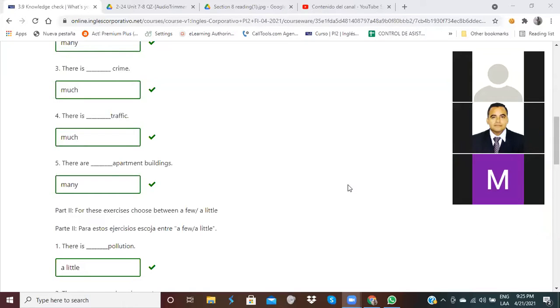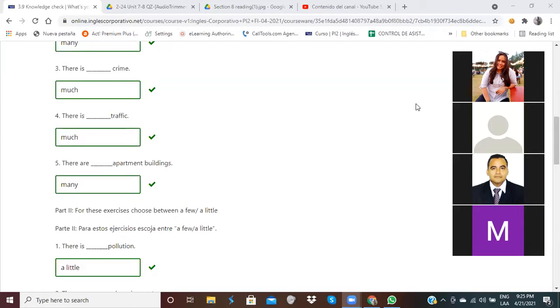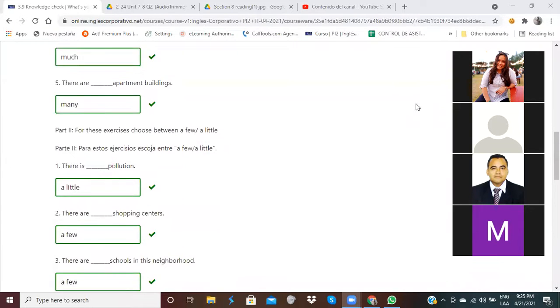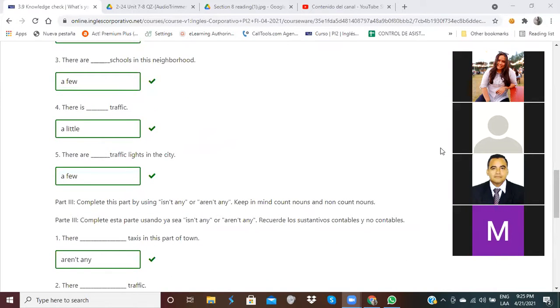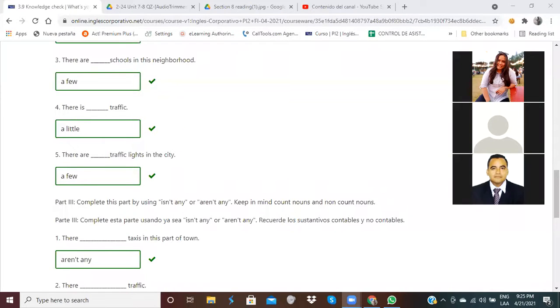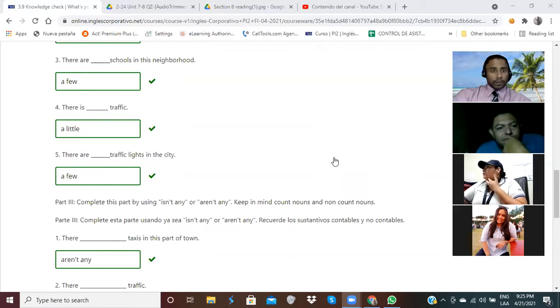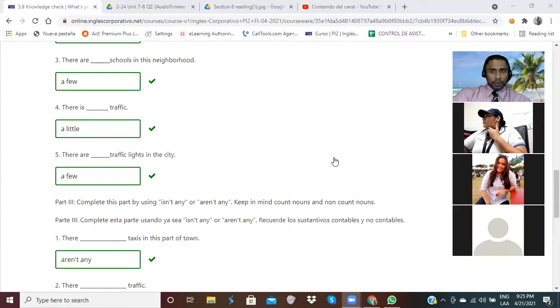Part number two. Edwin Giovanni, number one. There are a few shopping centers. Excellent. Maritza, number three. Maritza, are you there? All right, Manuel, number three. There are a few schools in this neighborhood. Awesome.